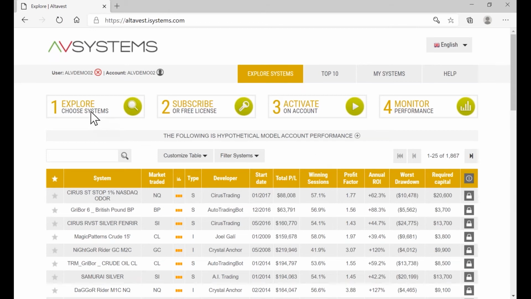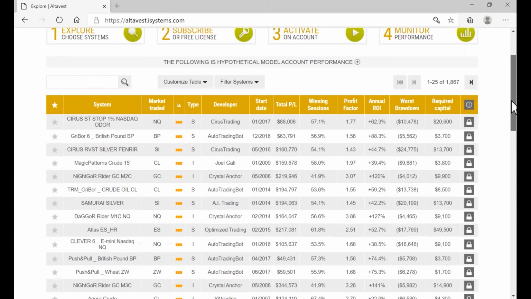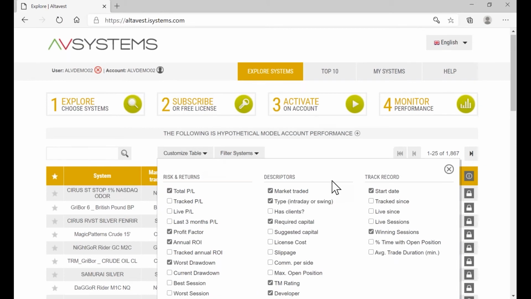We're going to show you how to explore and choose systems, how to then subscribe to any system from the developer, then how do you activate that system in your account, then how do you monitor that system once you've done those first three. So first thing you want to do is notice this table here and all these headers. You can make this table look like anything you desire.